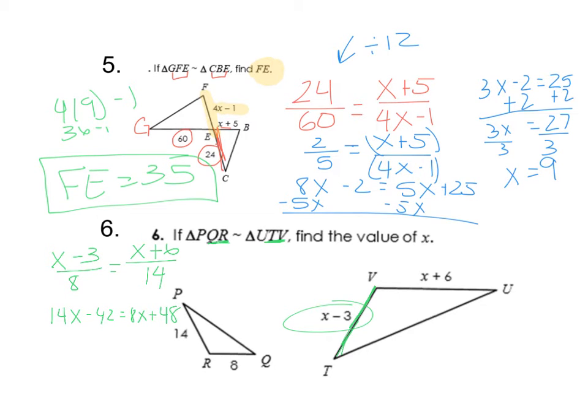I'm going to skip some steps here. I'm going to subtract 8x and I get 6x. Just to make this go a little faster. Add 42. 6x equals 90. Divide by 6. X equals 15. And it said find the value of x, so we're done.